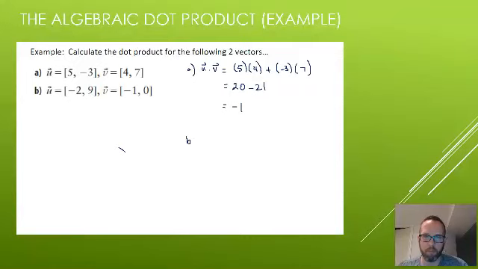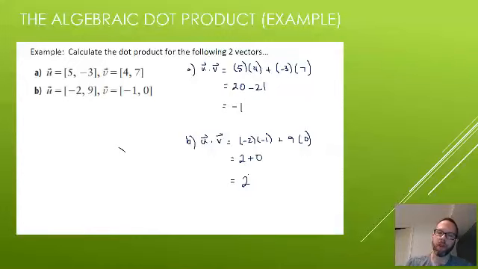For B, again, maybe you want to pause the video and try it and unpause when you're ready, or you can follow along with me here. So we have minus 2 times minus 1, multiply the x values together, plus 9 times 0. That's just 2 plus 0. That dot product is 2.